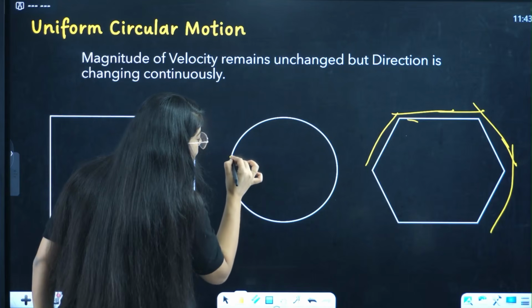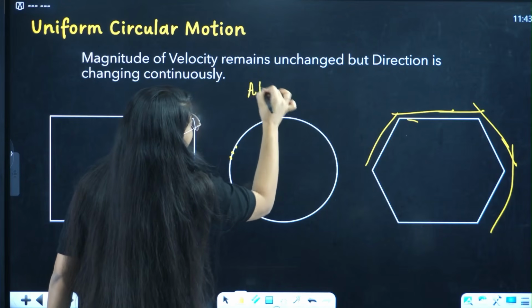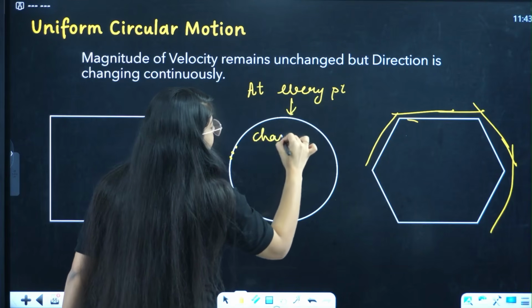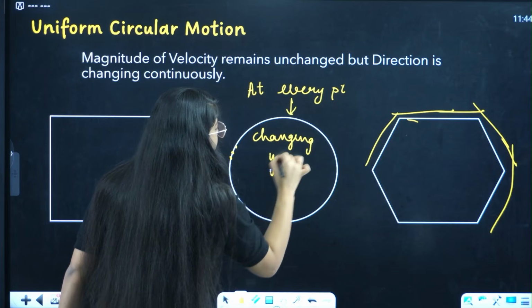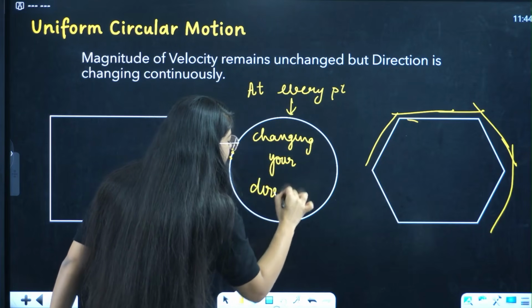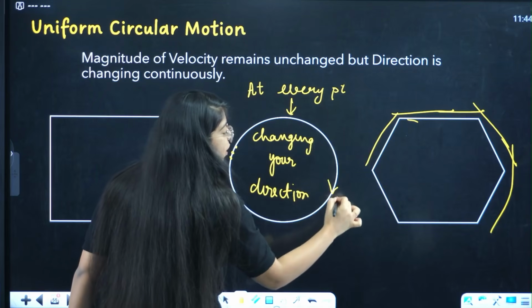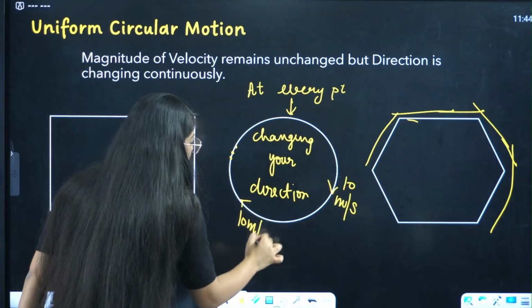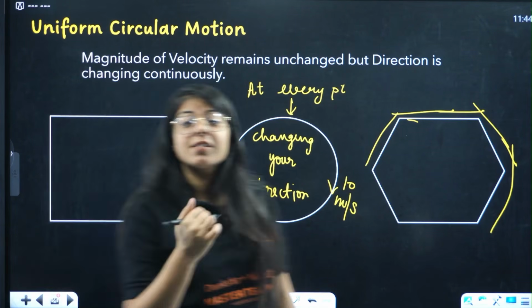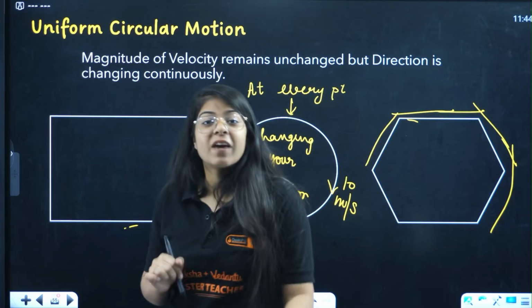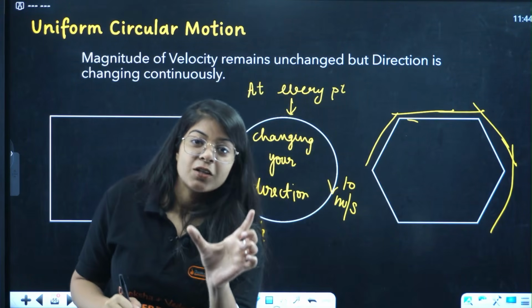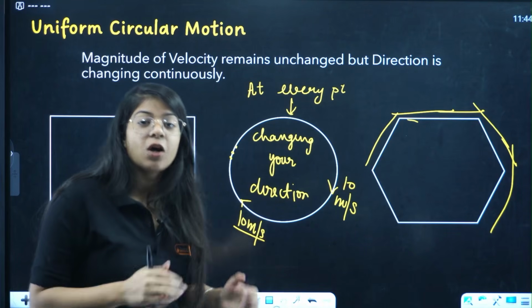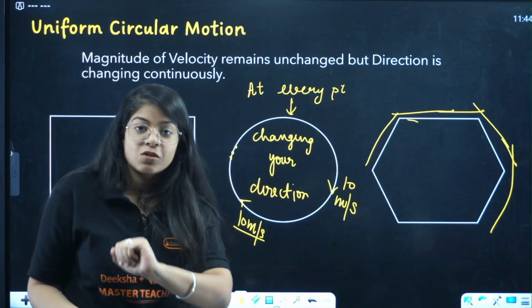At a circle, at every point, you are changing your direction. That means even if in the whole circle you are traveling by 10 meter per second, here also you are going by 10 meter per second, but we know acceleration is a vector quantity. That means along with the magnitude it also requires direction, and if the direction changes, the acceleration changes. Or if the direction changes, velocity changes, because velocity was also a vector quantity.